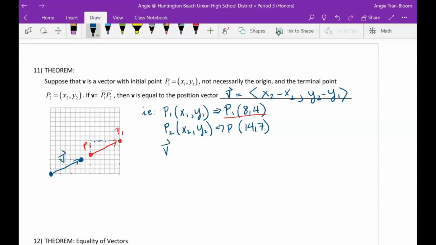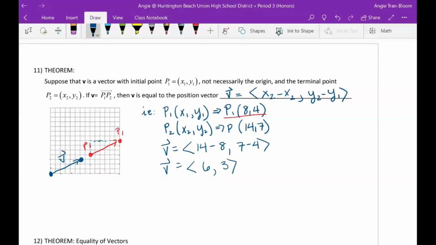So I said, to get the position vector, you subtract the two x's. So x2 minus x1, which is 14 minus 8, comma 7 minus 4. Okay, so V equals 14 minus 8, which is 6. Okay, 7 minus 4 is 3.